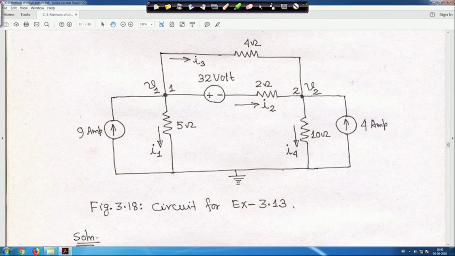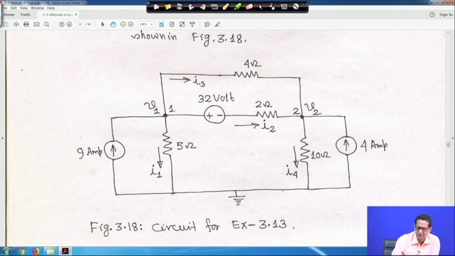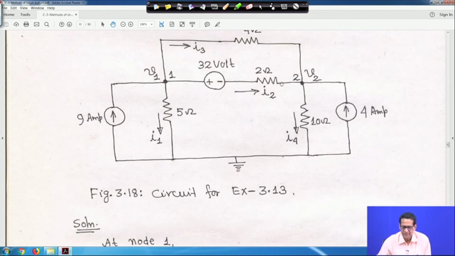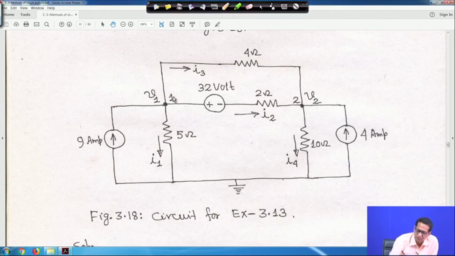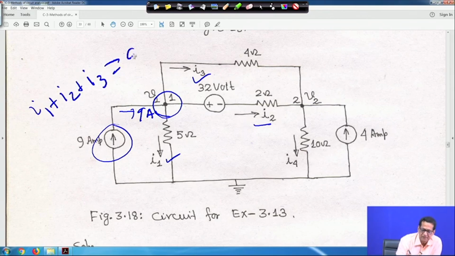Now you have to apply KCL at node 1. This is a 9 ampere current source, so 9 ampere current is entering the node. The other currents I3, I2 and I1 are all leaving the node. So if you write, it should be I1 plus I2 plus I3 is equal to 9, right, because this 9 ampere is entering and I1, I2, I3 are leaving node 1.